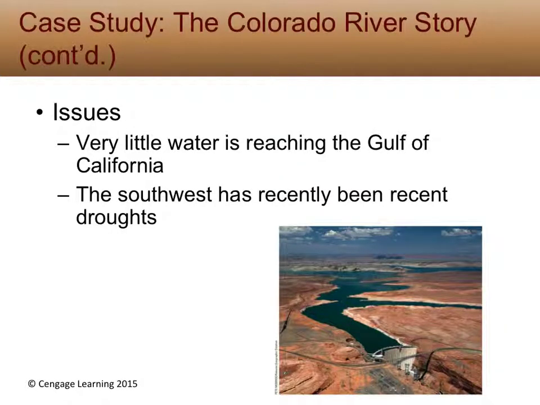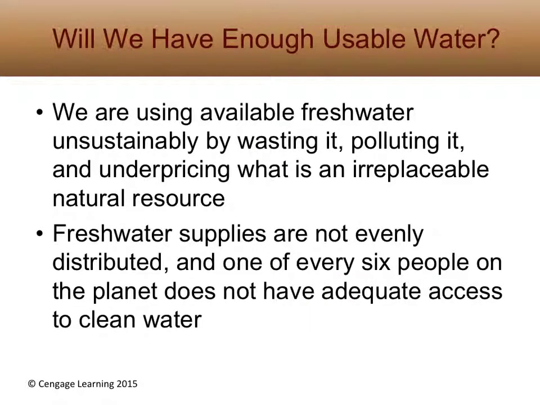The problem is, by the time the Colorado River gets to the Gulf of Mexico, there's very little water. So that has a harsh effect on the estuary, where that fresh water meets salt water. The Southwest, of course, has recently been seeing more and more droughts. You can see the picture of the Hoover Dam there, which has created a huge reservoir behind it, and negatives to that. Do we have enough usable water?